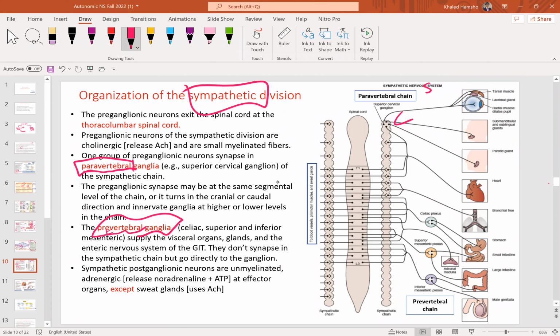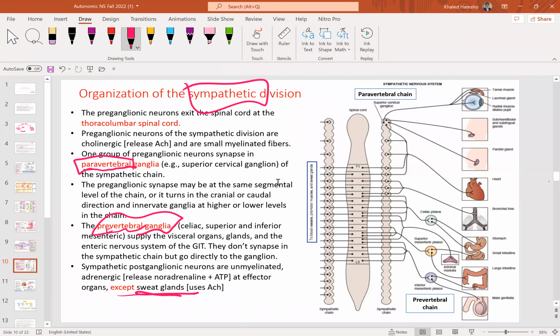So the sweat gland, it's not a mistake here. It's correct. Sweat glands do use acetylcholine for some reason. I don't know why. It's just how they are. They use acetylcholine instead of norepinephrine. You know how we mentioned norepinephrine is released in every organ by the postganglionic neuron? It's just that sweat glands use acetylcholine. Just a point of memorization, that's all.